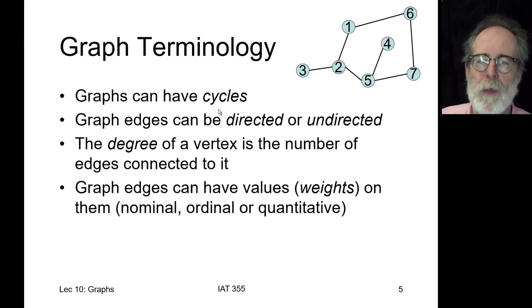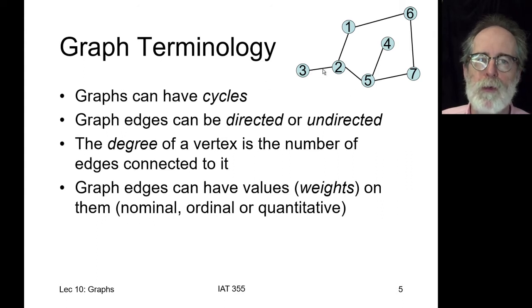So that's the first point. Graphs can have cycles. I showed you the example of that. Graph edges can be directed or undirected. This is an undirected graph, meaning each edge indicates a connection between the two with no implied directionality. The degree of a vertex is the number of edges connected to it.